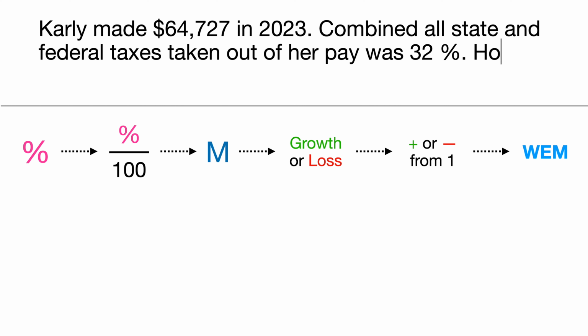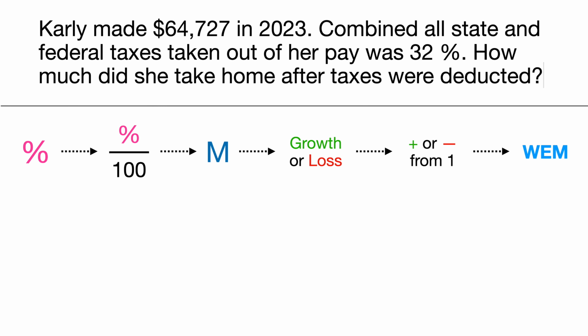Let's do one more scenario. Let's say that Carly made $64,727 in 2023. Combined all state and federal taxes taken out of her pay was 32%. How much did she take home after taxes were deducted? Again, first we find our percent, and right there we see it's 32%. So we take 32 divided by 100, which gives us a multiplier of 0.32.